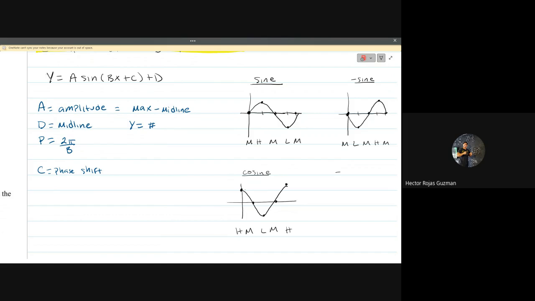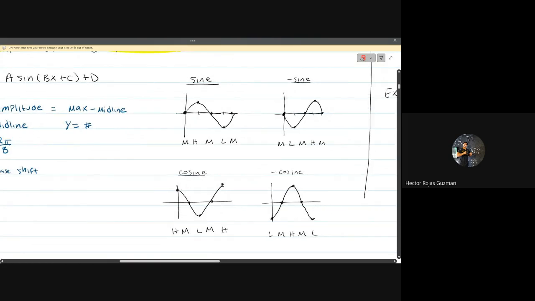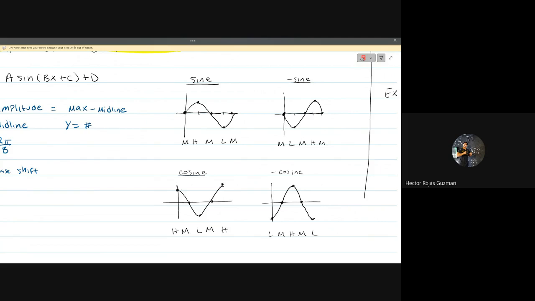So a negative cosine. Hopefully you guys have already guessed it. A negative cosine is the flipped version of this. It's basically reflected over the x-axis. It starts at the lowest point. Low, middle, high, middle, low. And it's nice and smooth like this. Low, middle, high, middle, low. Oh, you can't even see that because of my picture. There it is. All right. So have your notes handy. They're going to be pretty useful when you do your problems.